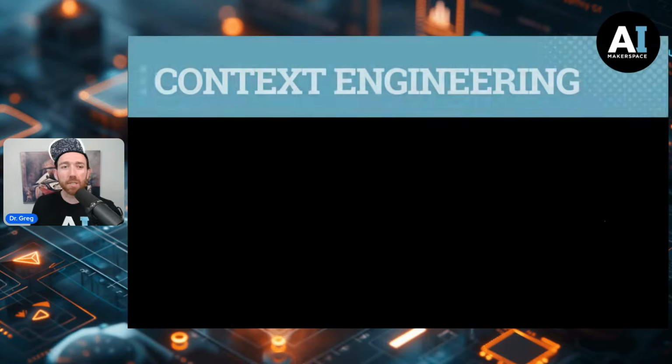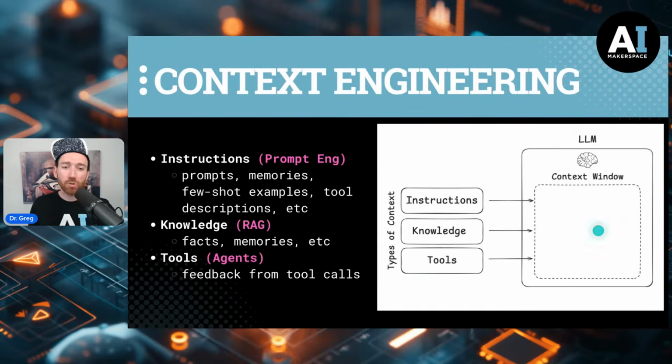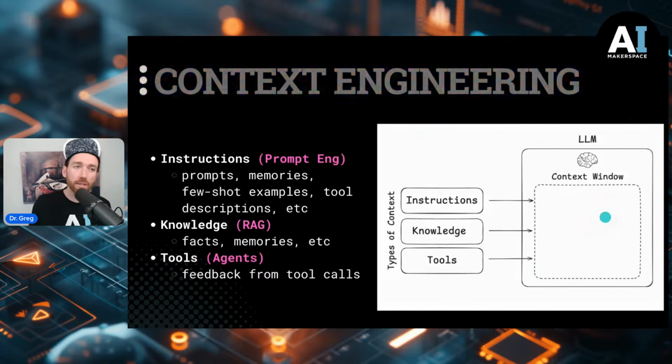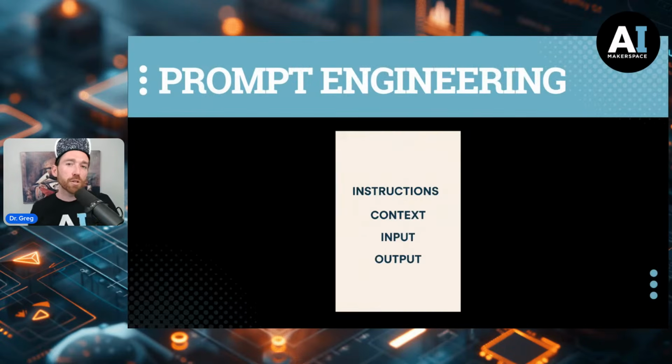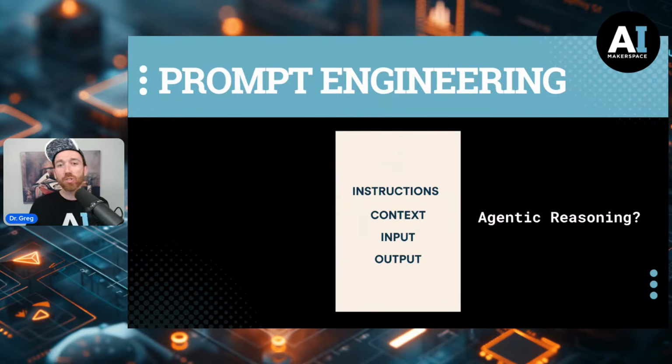So it's not just prompts. It's not just instructions. It's also stuff the LLM wasn't trained on. It's also using tools and calling functions. And remember, when the Responses API was released, it talked about how as model capabilities continue to evolve, this will provide a more flexible foundation. And so what do we mean when we say model capabilities have continued to evolve? Well, if we consider the four primary best practices of prompt engineering, we've added this part that makes the agent good: the agentic reasoning, the reasoning piece, the searching and researching.